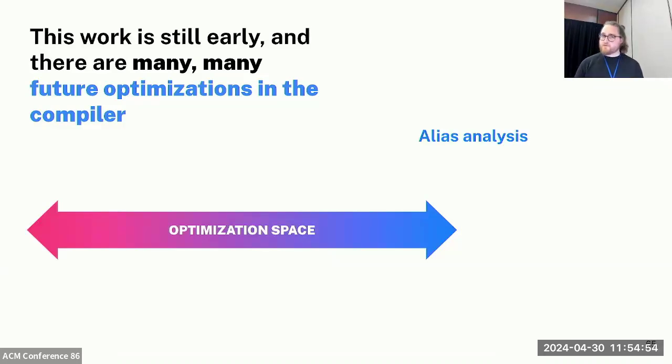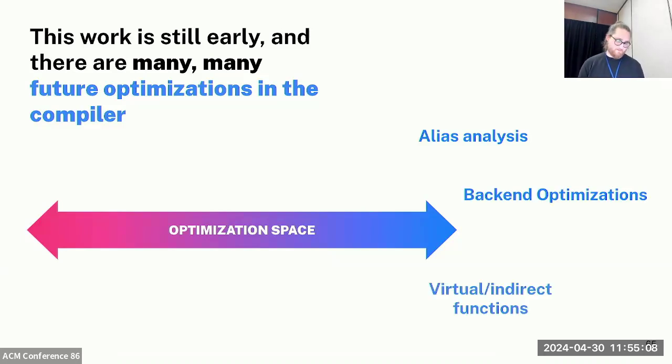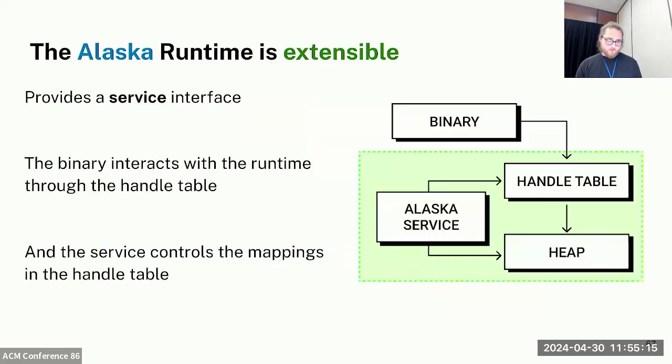For example, we don't do any alias analysis. So if we add an alias analysis engine to the system, we would be able to elide that branch check in the translation. There's also some backend optimizations. LLVM really doesn't like the way we do pins. There's also some stuff in SPEC, for example with indirect functions, that kind of hurts us. So I'll really quickly go into the runtime.